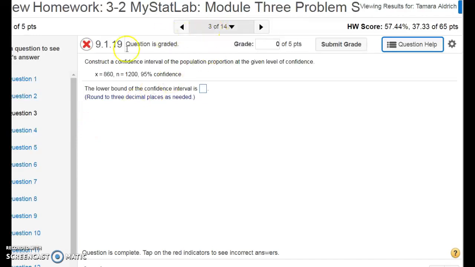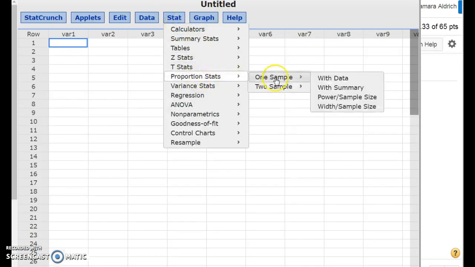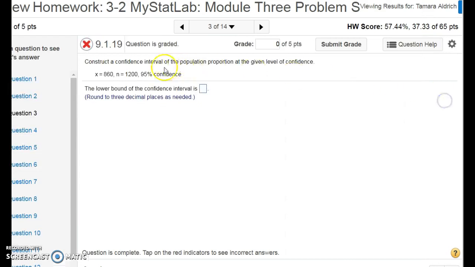So looking at number 3, we're going to construct a confidence interval for a proportion here, and it gives us this information. So I'm going to go into StatCrunch. I'm going to go Stats, Proportion Stats. We have just one sample, and we have the summary information. So if we actually had, let's see, there's 1,200 people in our sample.